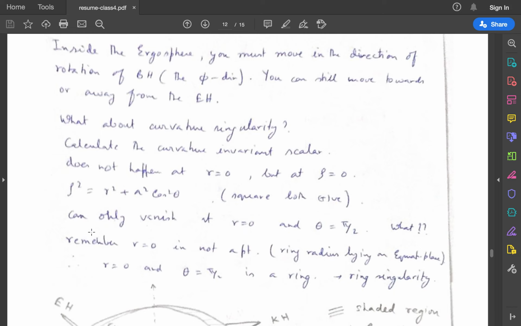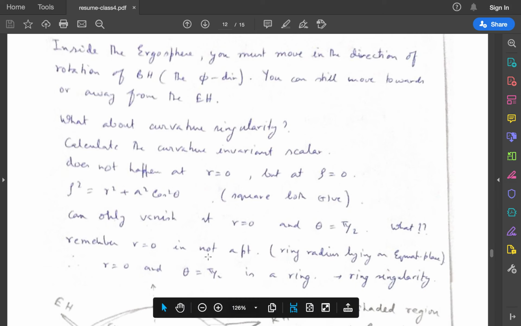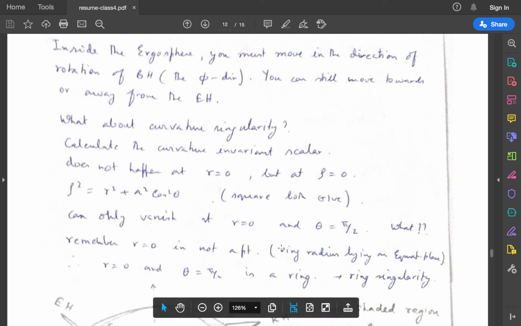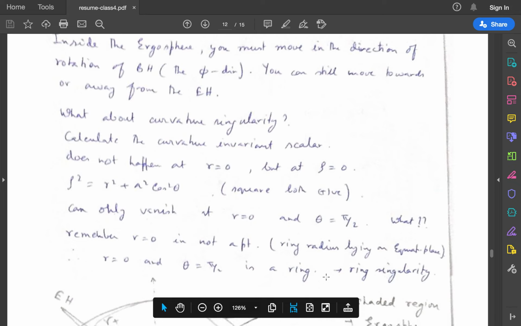What? So remember, r equal to 0 is not a point. Okay, it is a disk. And theta equal to pi by 2 is a ring radius at the equatorial plane. It is the ring which is covering this disk. r equal to 0 is not a point but a disk, and r equal to 0 and theta equal to pi by 2 is the equation of a ring. So this is also known as the ring singularity.